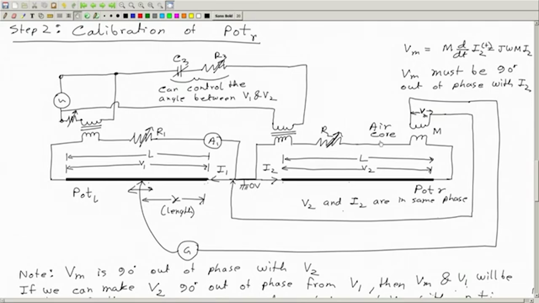Since we are dealing with the subject of measurement where accuracy is very crucial, these minute things must be remembered, that we should not use an iron core transformer here. Okay.